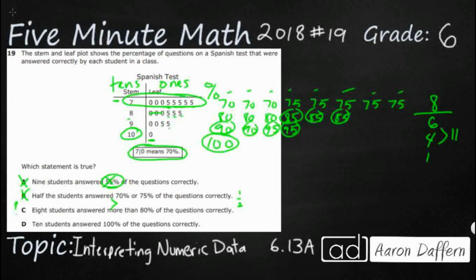No, only 1 student answered 100% correctly. Why would they even give that as an answer? Well, look at the stem. If you're not sure how to read this, if you think this is 100, you could think that this 10 in the stem means that there are 10 students. That is simply the stem. So the answer is C.